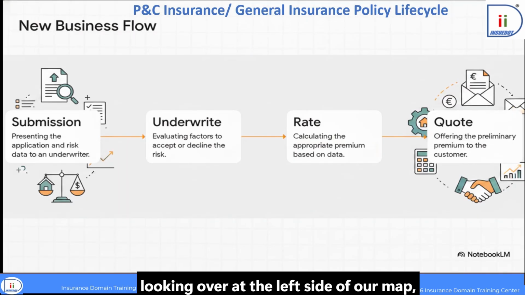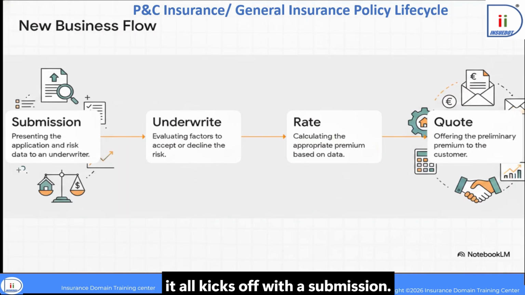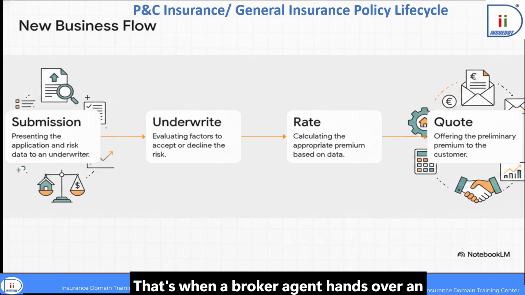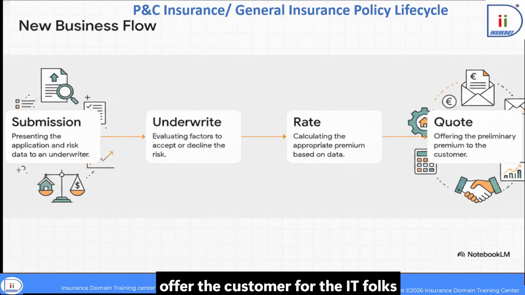How does this actually play out? Well, looking over at the left side of our map, it all kicks off with a submission. That's when a broker or agent hands over an application loaded with risk data. Next, we hit underwrite. This is make or break. The insurer looks at the risk, maybe checking a homeowner's property location, and decides, do we accept or decline this? If it's a yes, the system moves to rate, crunching the numbers to calculate the exact premium based on statistical models. Finally, out pops a quote to offer the customer. For the IT folks tuning in, this whole flow, it's just a massive data intake and algorithmic evaluation engine.